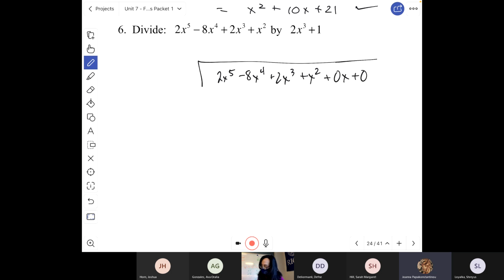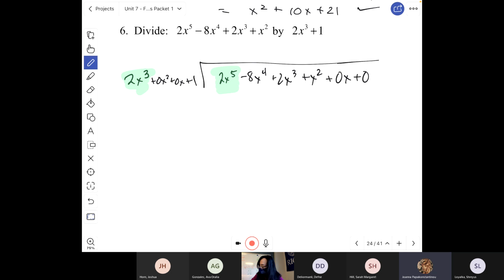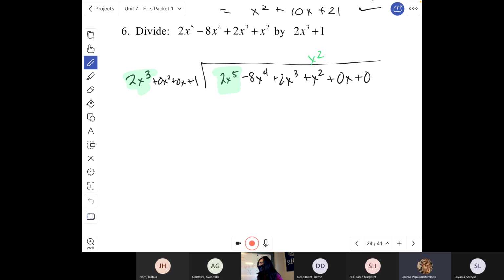Now, what am I dividing by? I'm dividing by 2x cubed plus 0x squared plus 0x plus 1. Do you see my placeholders? Okay, now to do the division, I'm saying, what do I multiply by this to get this? And you would say x squared. So where am I putting that? Right above the x squared term.